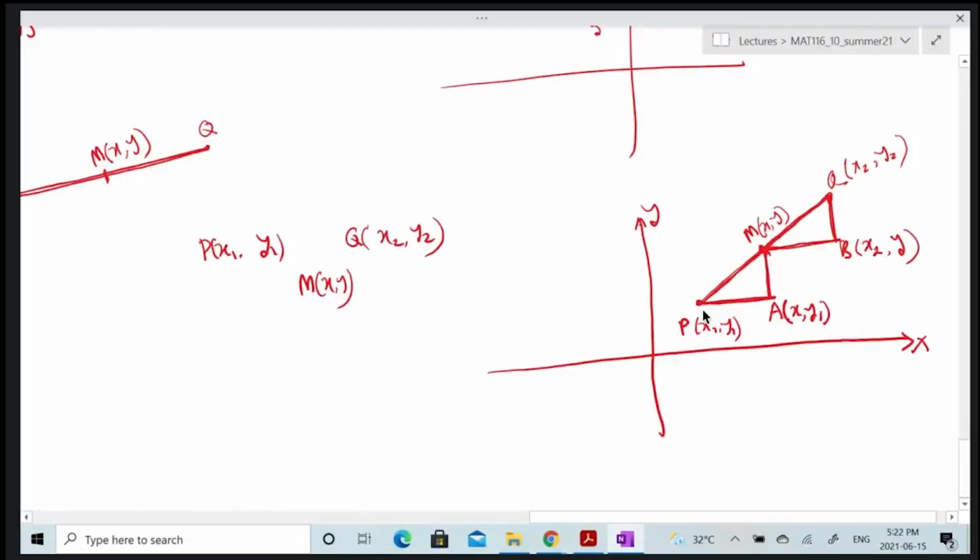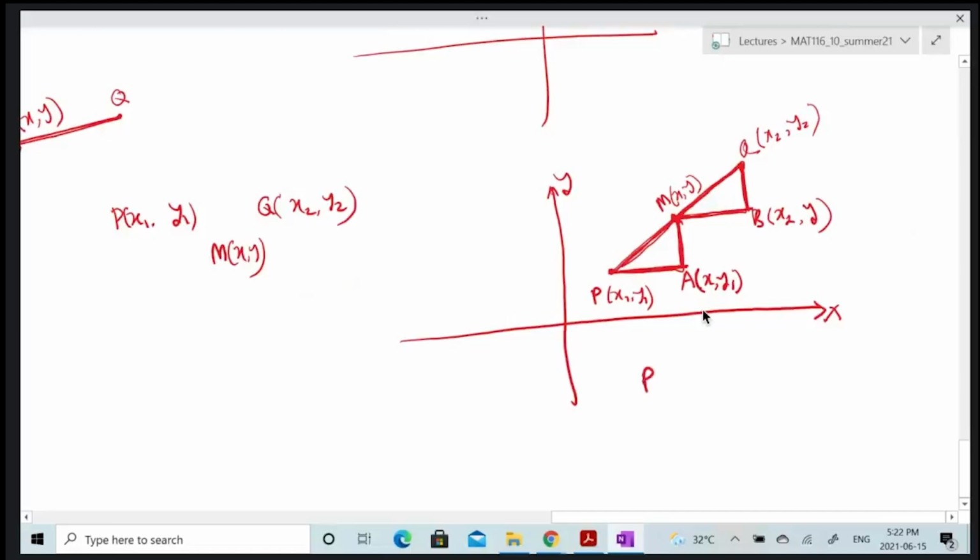So you see now we have two triangles, PAM and QBM. And these two triangles are congruent. I'm very sorry I don't know the Bangla meaning of it, but the idea is that the corresponding angles are equal, so their corresponding edges are going to be equal. So that means PA is equal to MB, and similarly, MA is equal to QB.